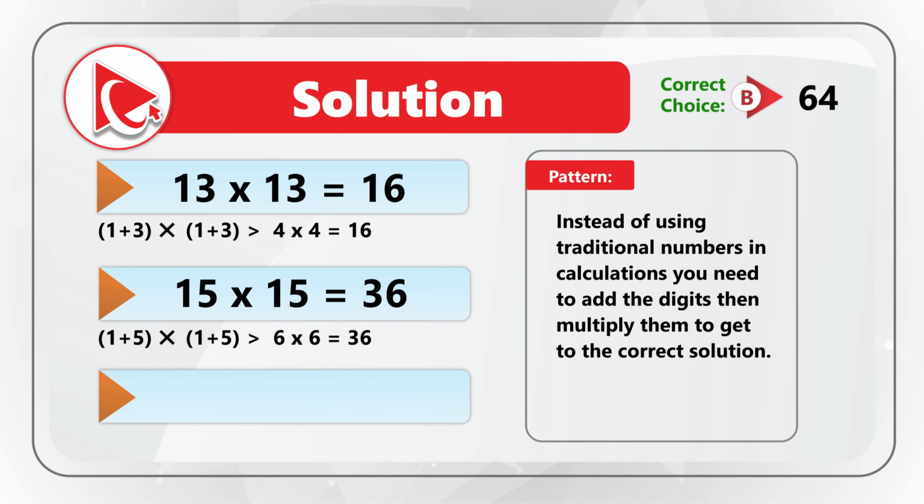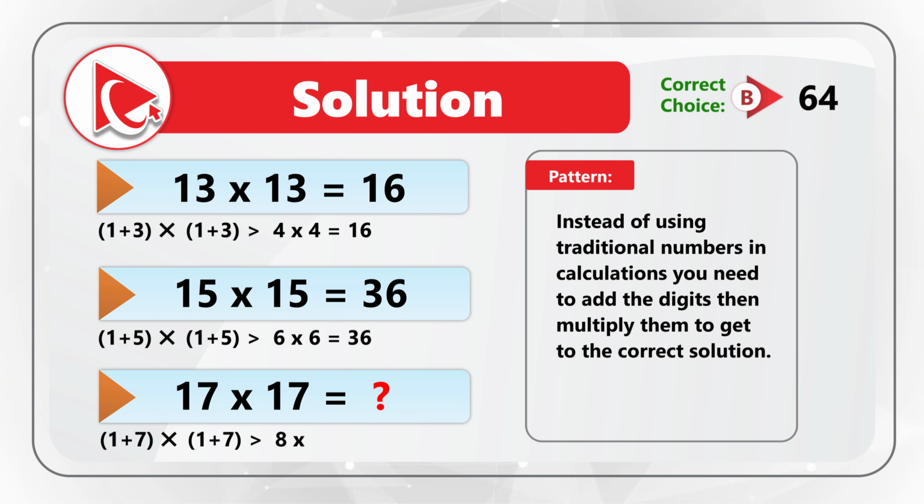To calculate the final expression, you need to add 1 plus 7, which would be equal to 8, multiplied by another expression, 1 plus 7, which would be equal to 8. Multiplied by 8, it would be equal to choice B, 64.